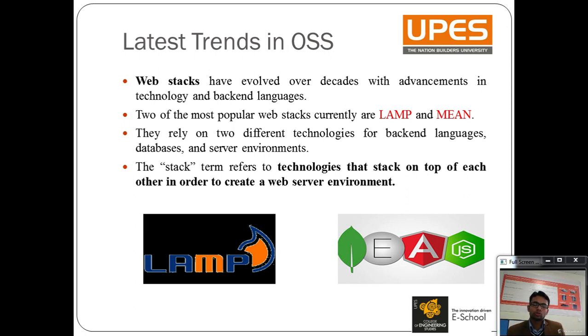Typically the infrastructure then runs a platform upon which a developer can create software applications that are delivered to the end user. So there is one term, web stack, which has evolved over the decades with advancement in technology as well as in backend languages. Basically there are two most popular web stacks currently in use. The first one is your LAMP and the second one is your MEAN stack. They rely on two different technologies for backend languages, for database and server environments. And basically this term stack refers to the technologies that stack on top of each other in order to create a web server environment. We'll discuss one by one.